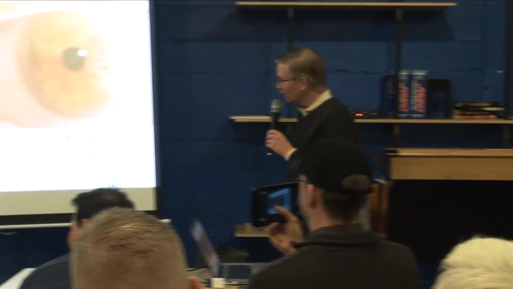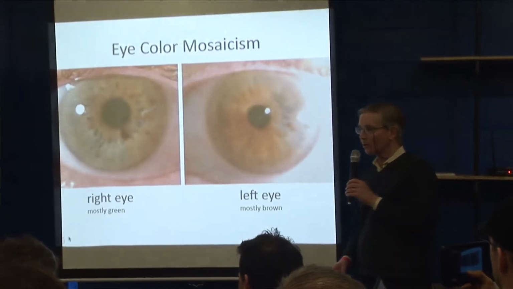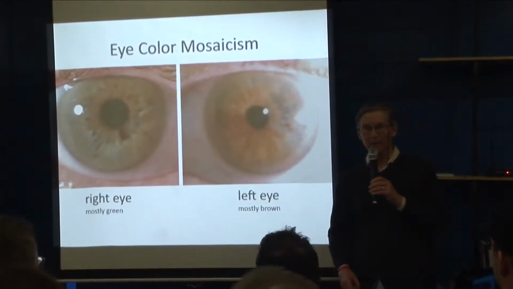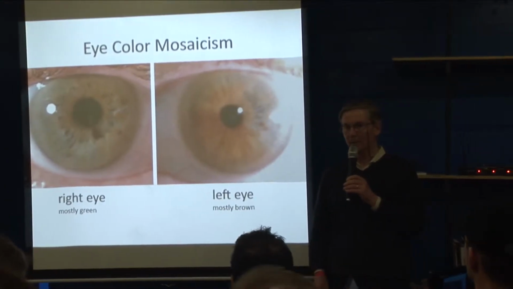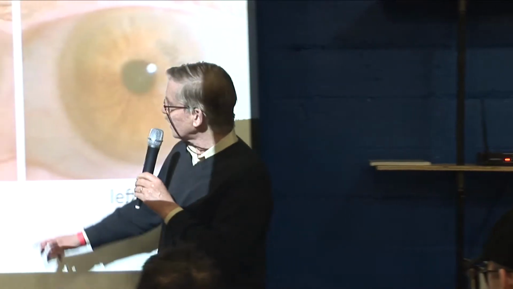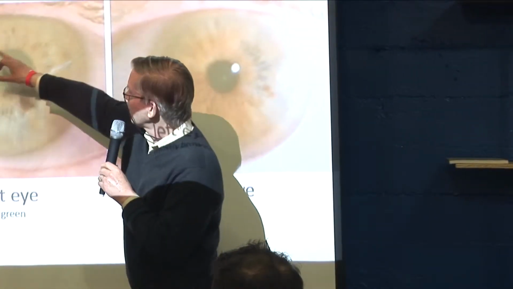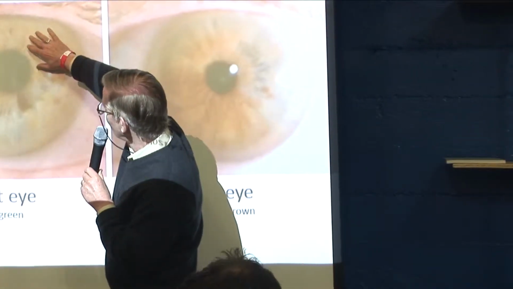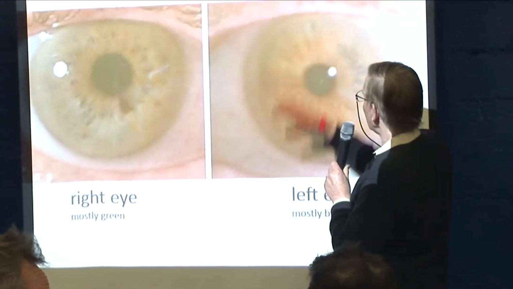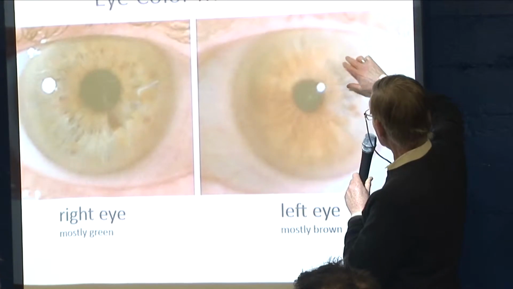So it turns out that although my left eye is mostly brown and my right eye is mostly green, both eyes are actually variegated. And so you can see that this is brown and this is mostly green, and this is mostly brown and this is a little green.